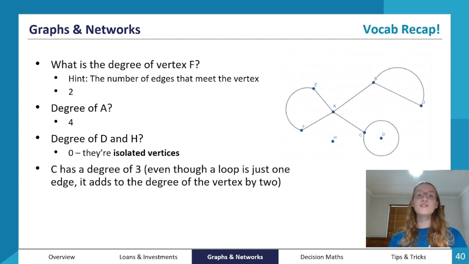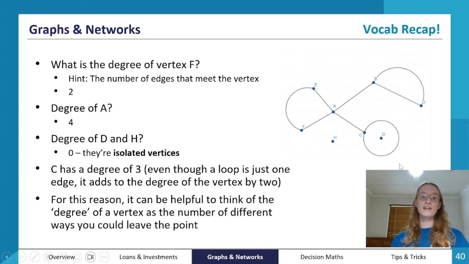Another thing that's really interesting is that C actually has a degree of 3 because it's got this edge here, but it also has a loop. A loop actually adds 2 to the degree of a vertex. It can be helpful to think of the degree as the number of different ways you can leave a vertex. So it's important to note that a loop adds 2 to the degree of the vertex.